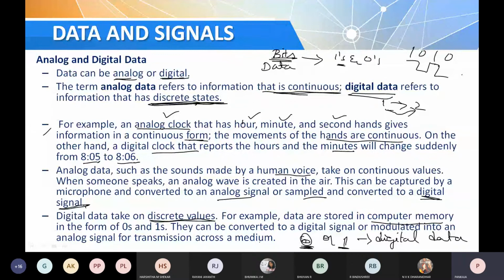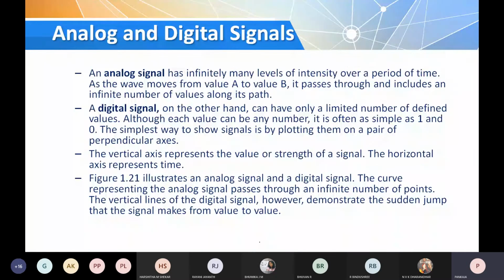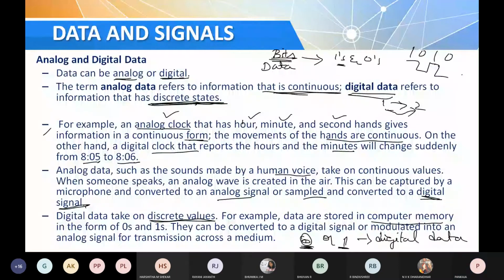Now we'll move on to analog signal and digital signal. So this is about the data. There is a difference. Data means that which is represented at the physical layer. For example, digital data, ones and zeros. Ultimately it has to be converted into digital signals. Now, how are analog and digital signals represented?